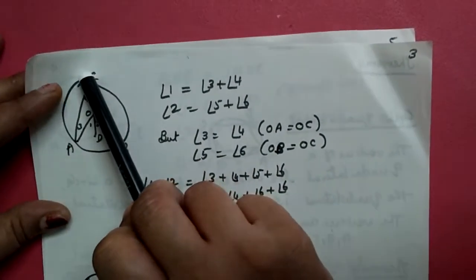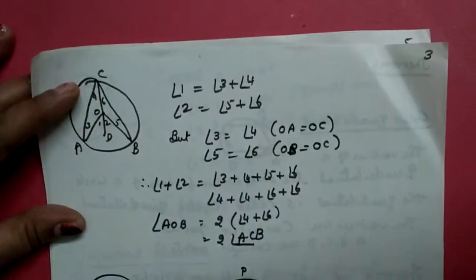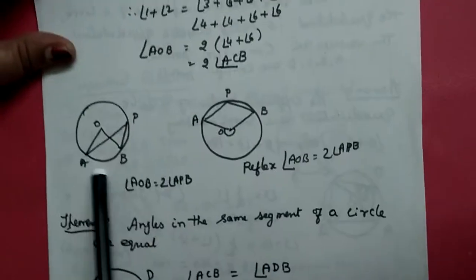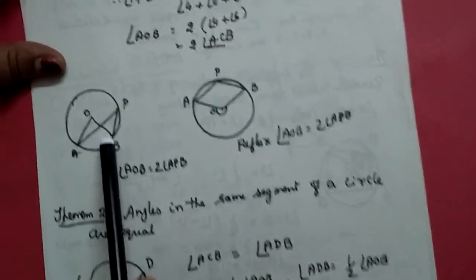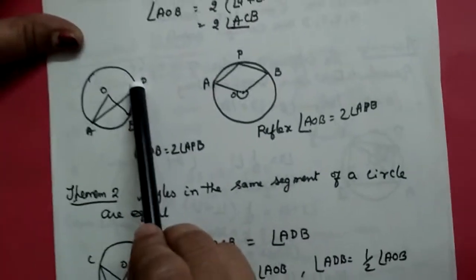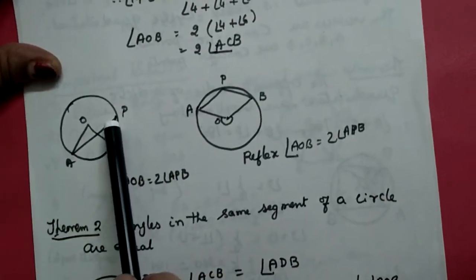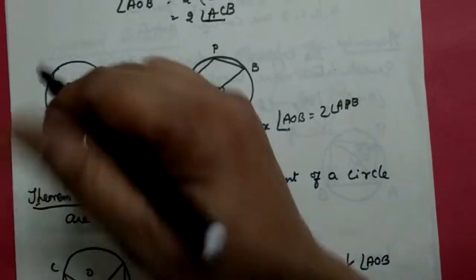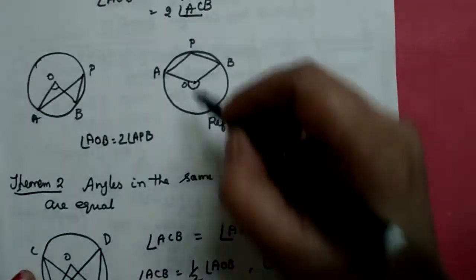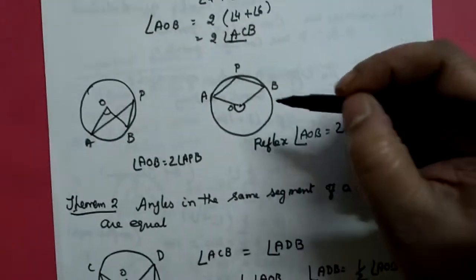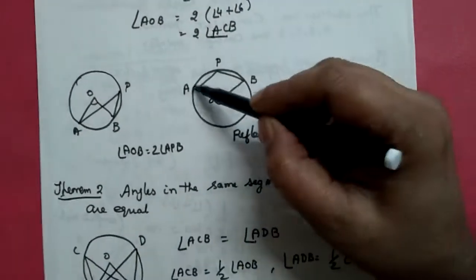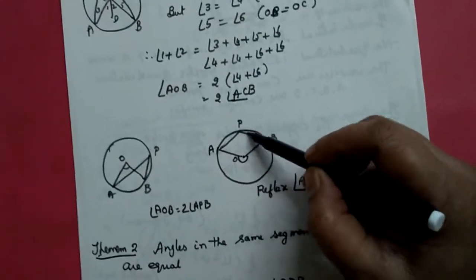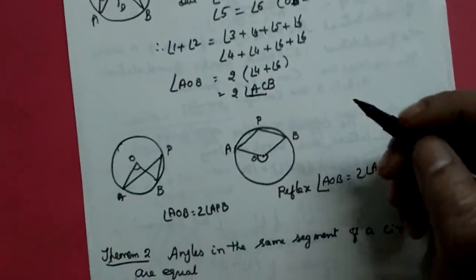So the angle subtended by an arc at the center is double the angle subtended by the same arc on the circle. That is the remaining part for any point on the circle. Now this figure, just for example, I draw the figure AOB. The same arc subtends here. So AOB is equal to 2 times angle APB. Coming to this figure, this angle here is less than 180, but this angle is more than 180, a reflex angle. So AOB is equal to 2 times angle APB.